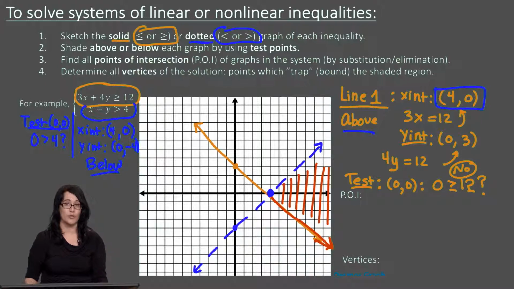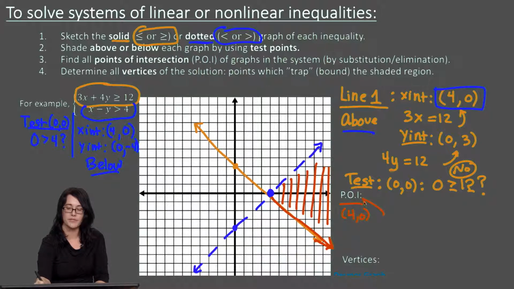The last thing you'd want to do, this is just a quick review, is to find your vertices, which are the points of intersection that trap your shaded region. Well, this time, because it's just two lines coming together, there was only one point of intersection, and we accidentally stumbled into it, didn't we, at 4, 0. So this time, the only point of intersection was at 4, 0.